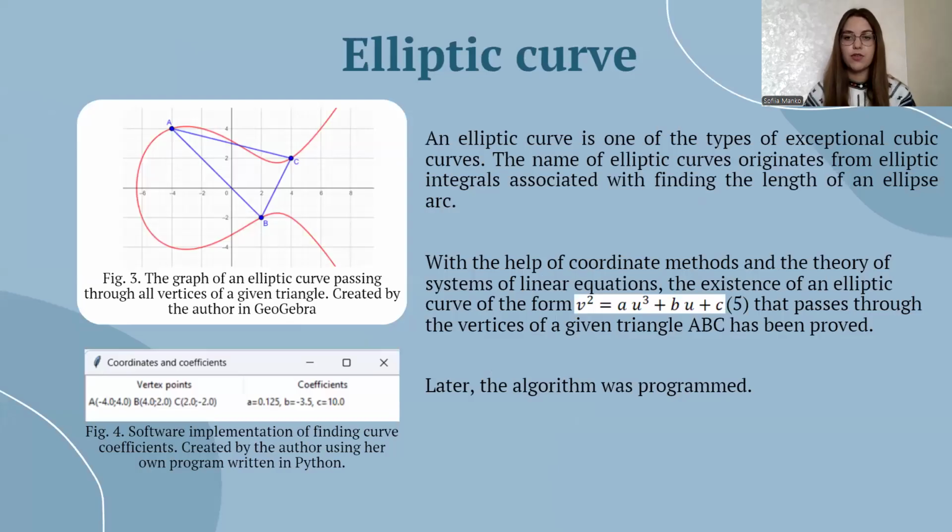An elliptic curve is one of the types of exceptional cubic curves, and the name of elliptic curves originates from elliptic integrals associated with finding the length of an ellipse arc. With the help of coordinate methods and the theory of systems of linear equations, the existence of an elliptic curve of the form 5 that passes through the vertices of a given triangle ABC has been proved. In figure 3, you can see the graphs of an elliptic curve passing through all vertices of a given triangle. Later, the algorithm was programmed, and you can see this program in figure 4.